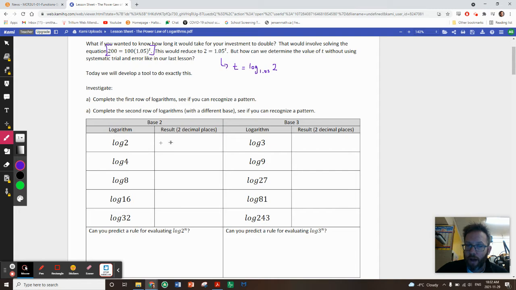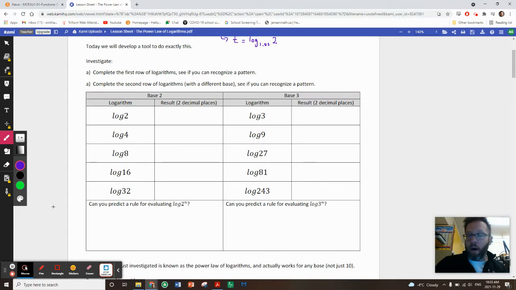Simply want you guys to evaluate these 5 logarithms. We're doing the first column to begin with. Log 2, log 4, log 8, log 16, log 32. On your calculators is fine. 2 decimal places should be enough for us to get the idea of what's going on here. So I'm going to pause my video recording. I'm going to do this as well, and I'll check back in with you guys when I'm done.